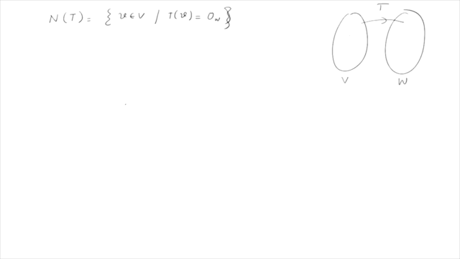All those elements here which map to 0 of W, it may be one element or it may be a set. This set is called the null space of T. And the range of T is defined as all those w in W such that T(v) is equal to w for v in V. I mean the image of V in W will be the range of T.